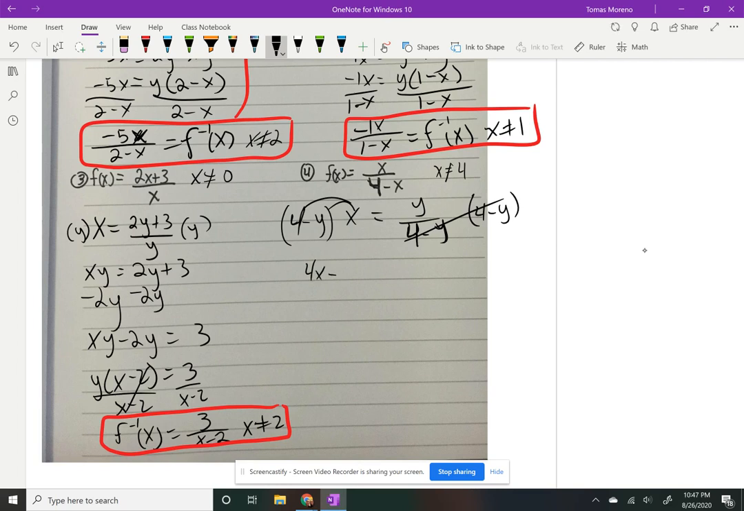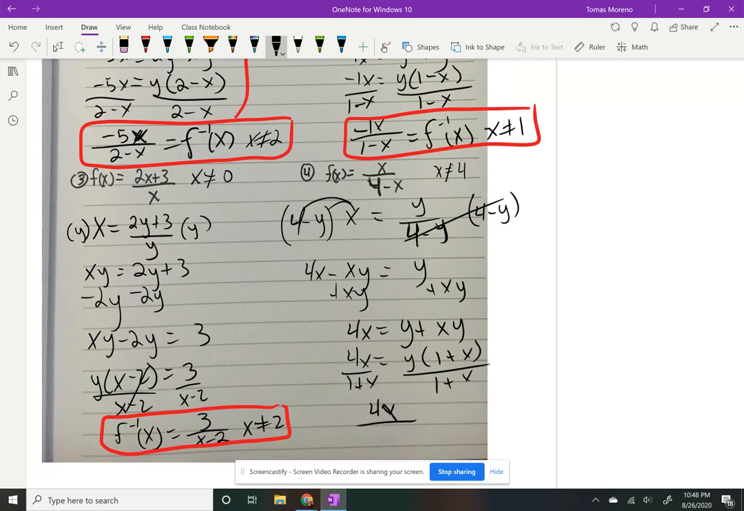So now we have 4x minus xy equals y. We add xy to both sides. And we have 4x equals y plus xy. And then in this case, we always factor out a y. 1 plus x. Now we divide 4x over 1 plus x. And remember, we're not going to write y anymore. We're going to write f of negative 1, which stands for inverse. And then we have to say x cannot equal 1. And that's my inverse, guys.